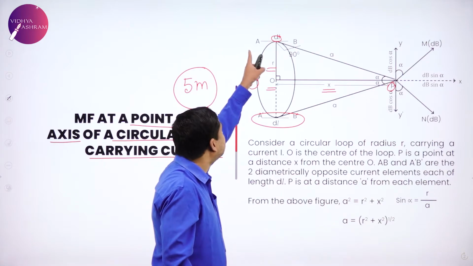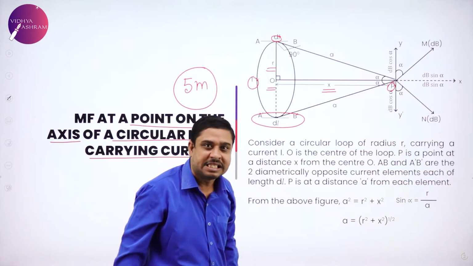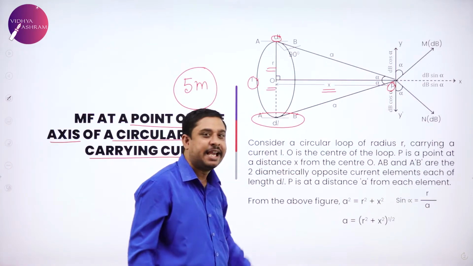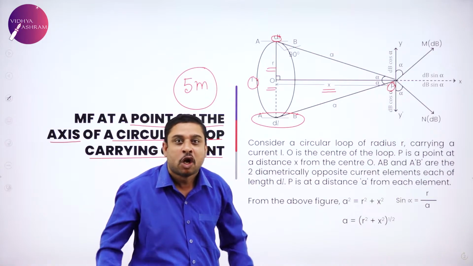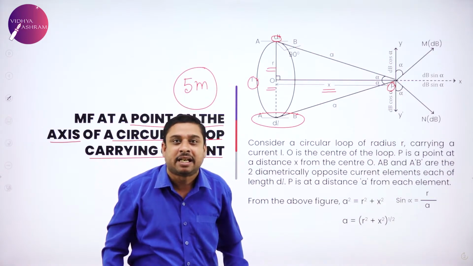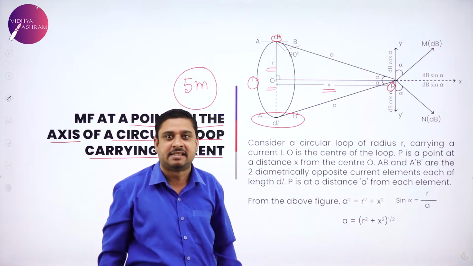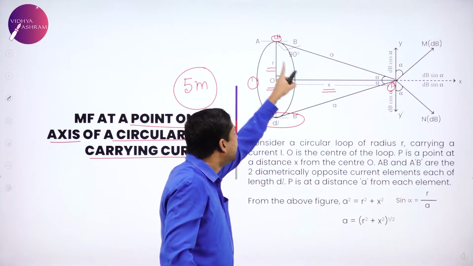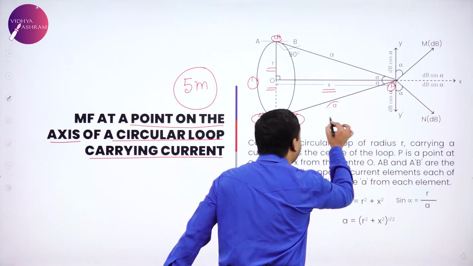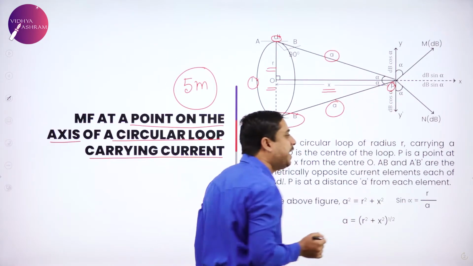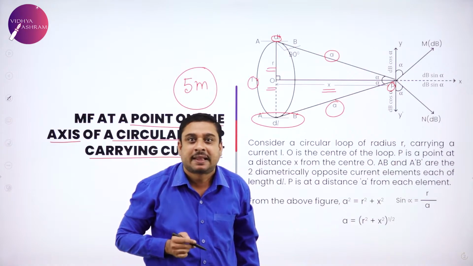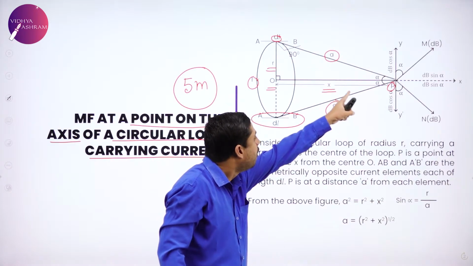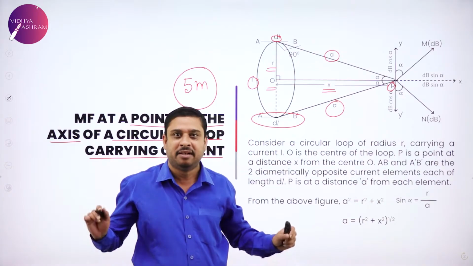Observe, this is AB whose length is DL. A dash B dash whose length is DL. They are present on the two opposite diametric ends, and each current element is at a distance A from the point P. Both the elements are at a distance A from the point P.